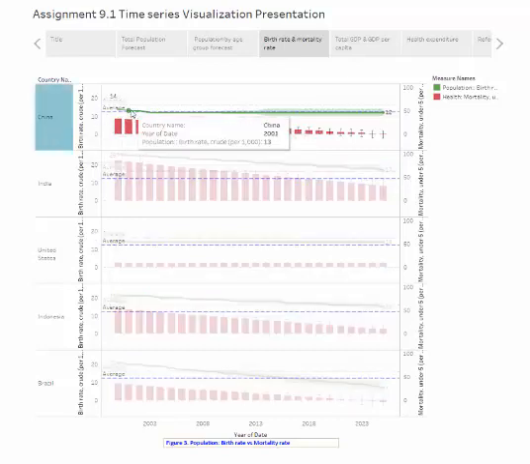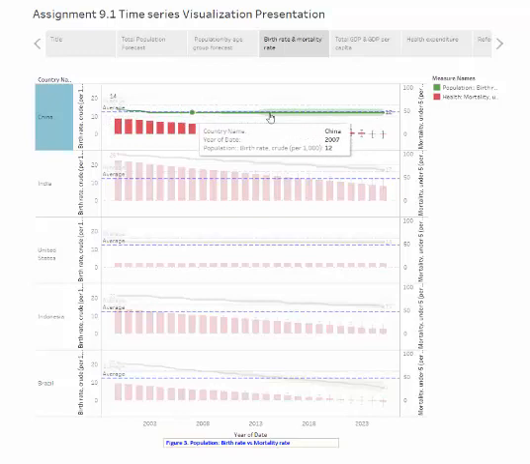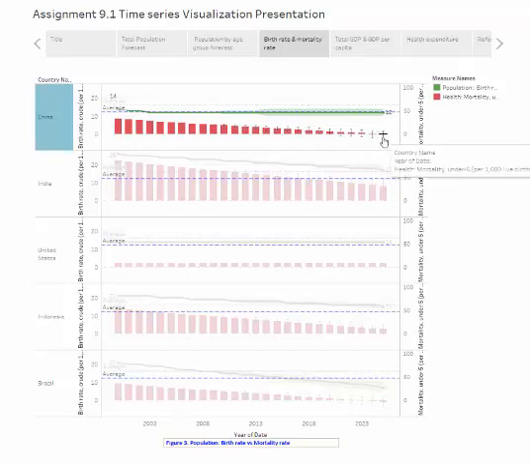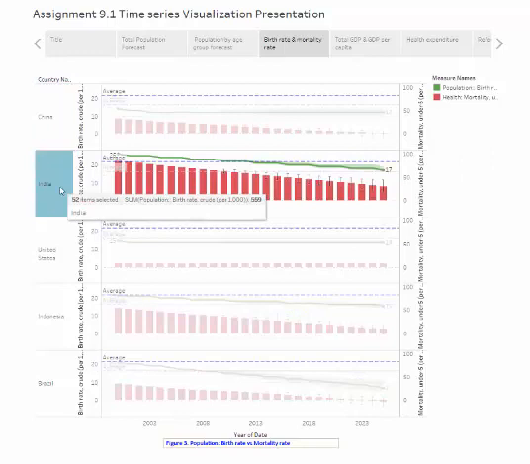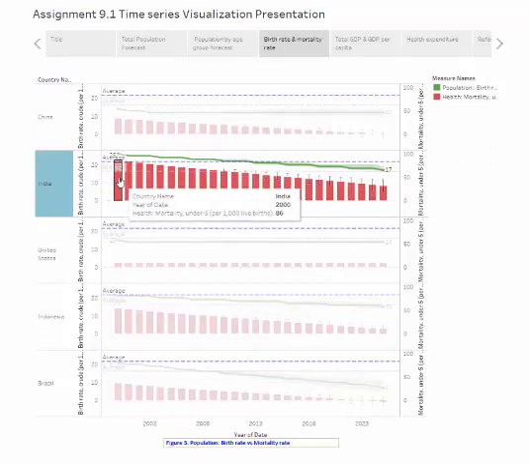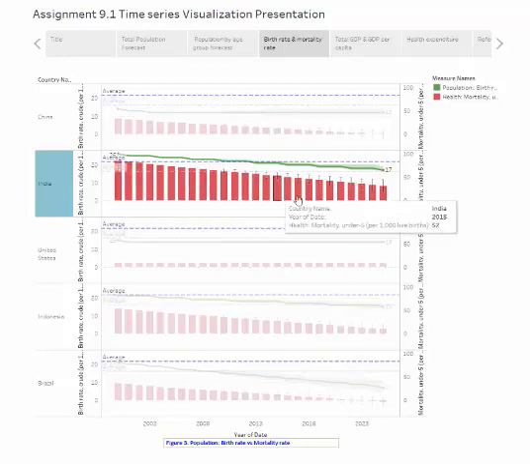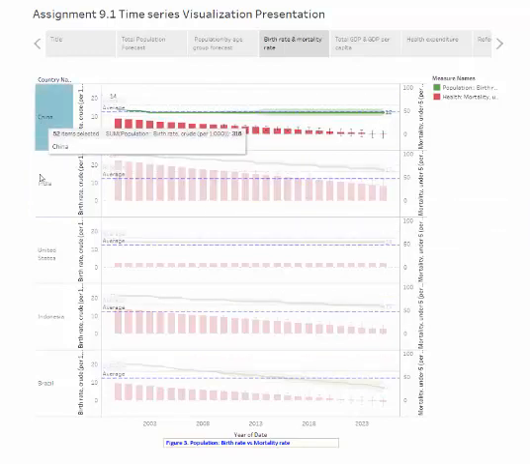In China, the birth rate is below the average, and at the same time, the mortality rate is almost 0 forecast for the year 2025. As compared to China, in India, the death rate is higher in the earlier years, but it's decreasing somehow, but not like China.